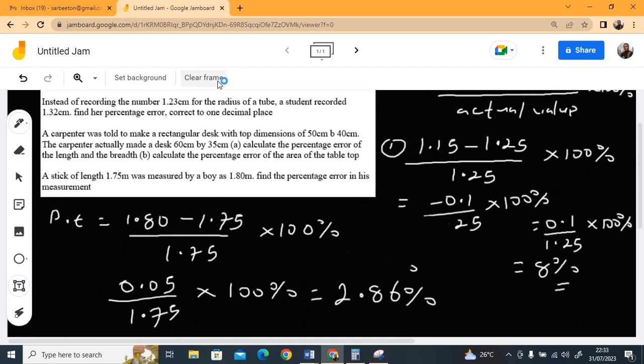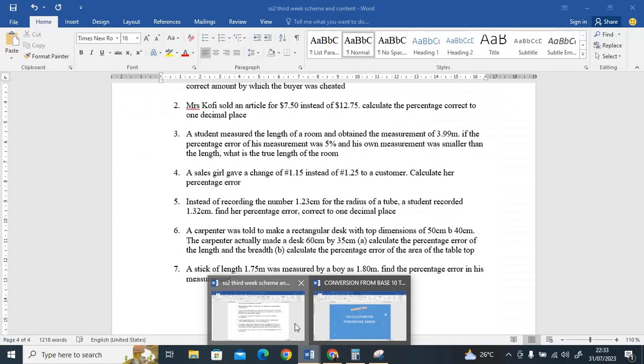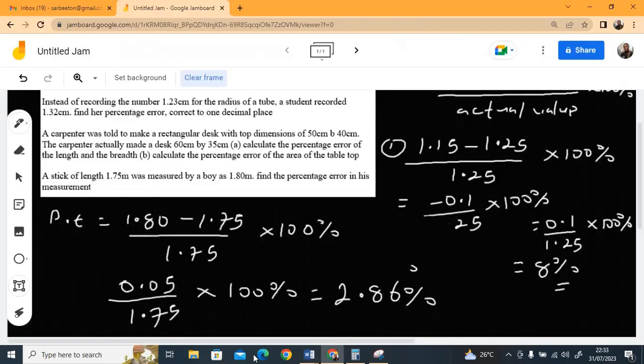So let me clear this. This is it, so let me move on. Let's look at another question, a more complex one. I will attach these notes to this tutorial so that you can make use of them. So let's look at another question.